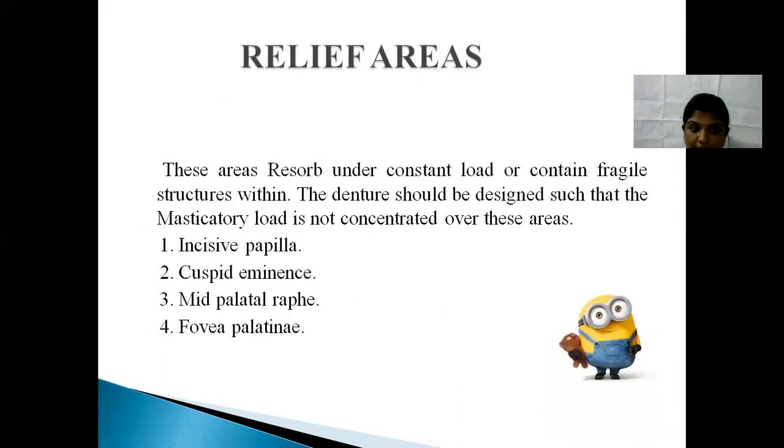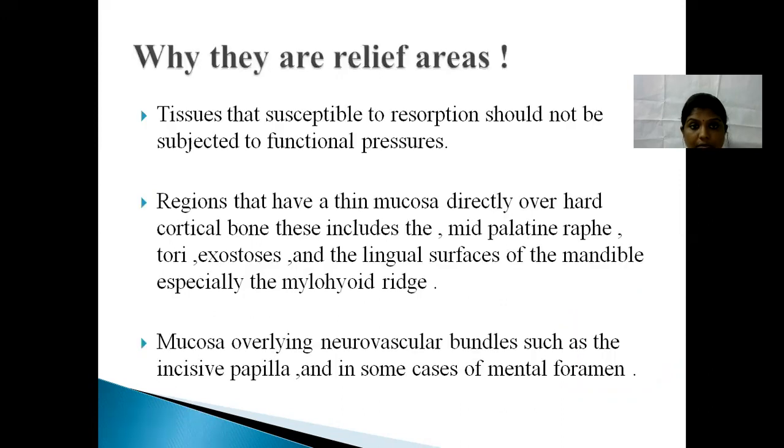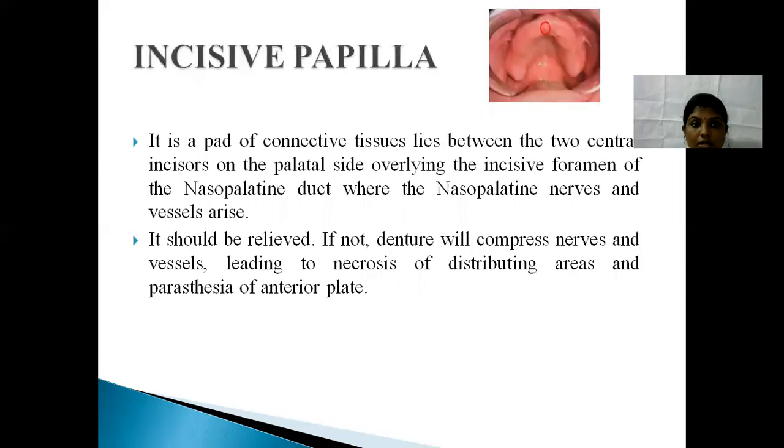Last one is the relief areas. These areas have to be relieved because they resorb under constant load, and they include the incisive papilla, cuspid eminences, mid-palatine raphe, and the fovea palatini. Why are they called relief areas? Because they are more susceptible to resorption. They have a thin mucosa directly over the hard cortical bone. The mucosa will have neurovascular bundles, so if we give compressive pressure, that can lead to paresthesia of the nerves.